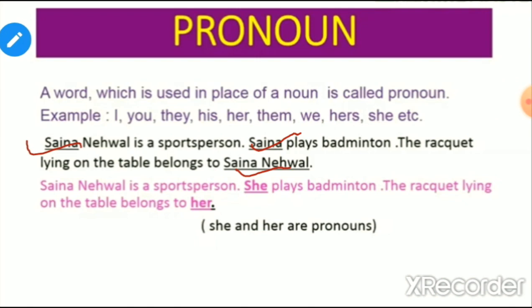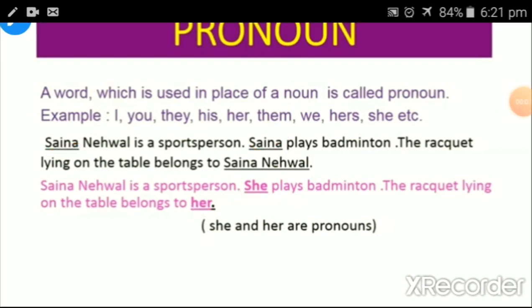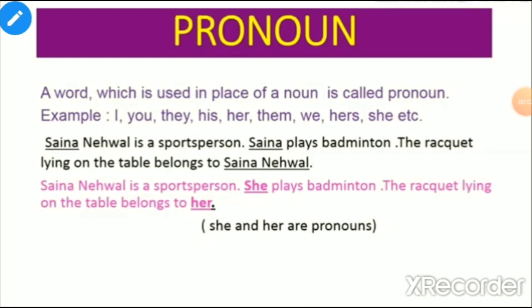Now, Saina Nehwal is a sports person. She plays badminton. The racket lying on the table belongs to her. Here, she and her are pronouns. So now, what are the features of a pronoun? A pronoun is used in place of a noun. It indicates position, asks questions, points out objects and so on.